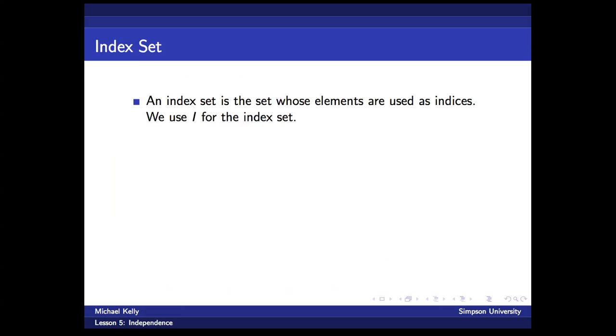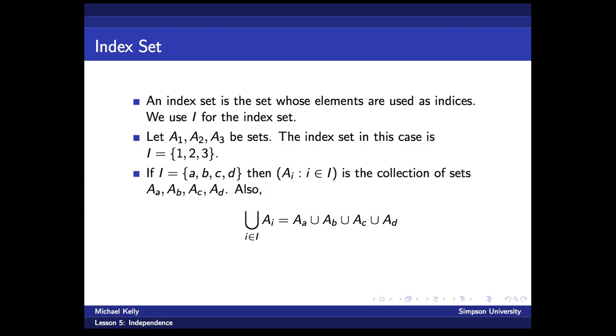To continue our review of set theory as we go along, we're now going to look at the index set. The index set's just the set of indices that we're looking at. So if we have sets A1, A2, and A3, the index set is 1, 2, and 3, because those are the subscripts of the sets A. So if the index set is A, B, C, D, then the collection of sets A sub I, such that I is in the index set, is A sub A, A sub B, A sub C, and A sub D.